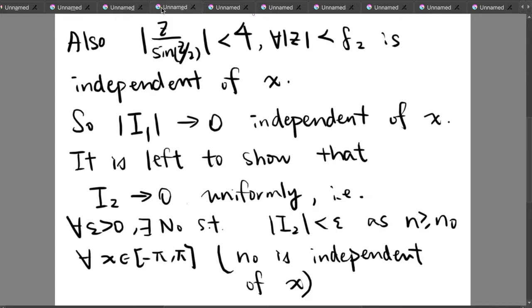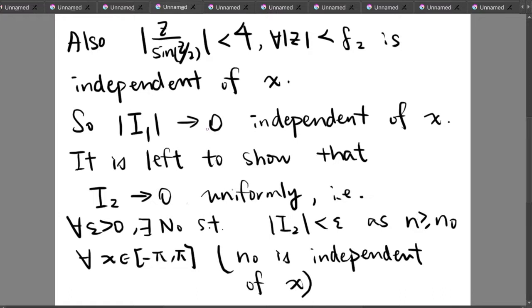Also, we know that the absolute value of z over sine z over 2 is more than 4 for all z which satisfy absolute value of z smaller than delta 2, which is also independent of x. So we know that I1 will tend to 0. This thing is independent of x. So it is left to show that I2 will tend to 0 uniformly.